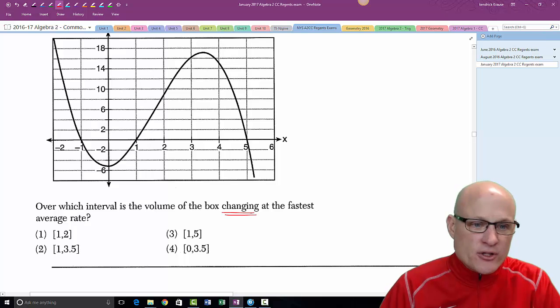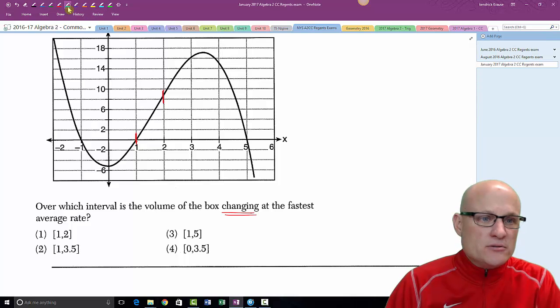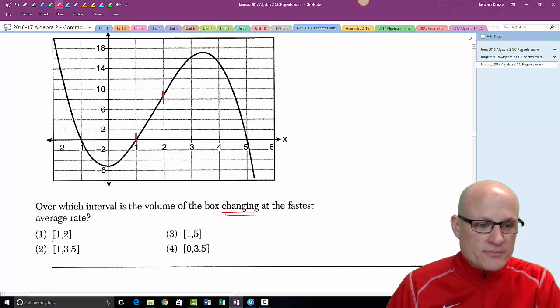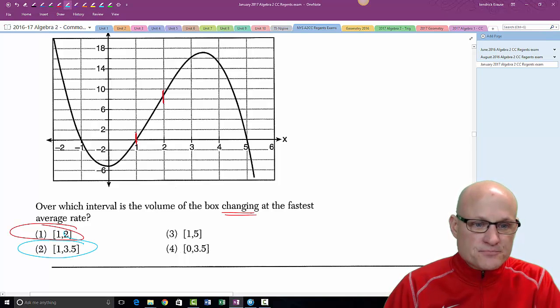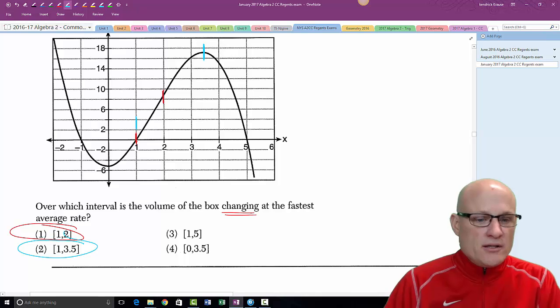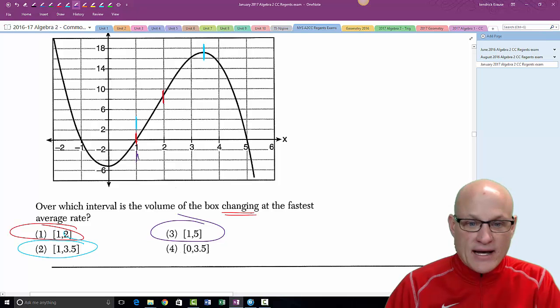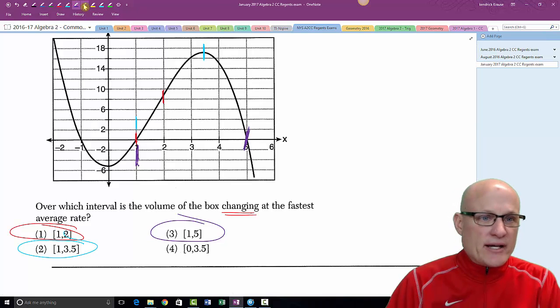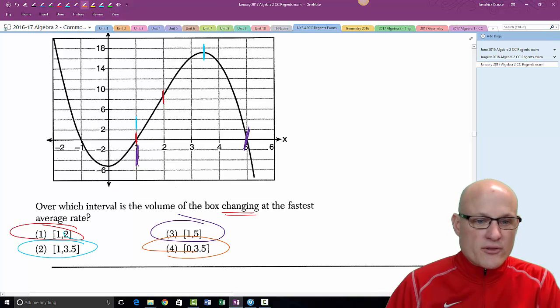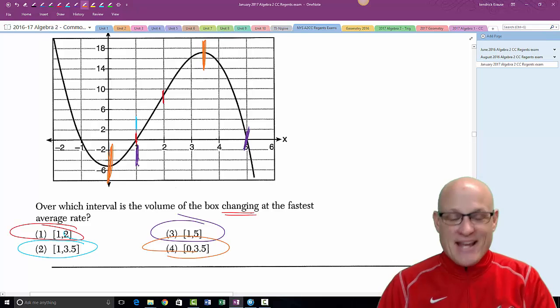So I'm going to put the intervals from 1 to 2, that's red, will be this one, from 1 to 3.5, that's that one. Let's do purple. Purple will be 1 to 5. And last but not least, orange will be 0 to 3.5. Okay, so the answer is choice 1.